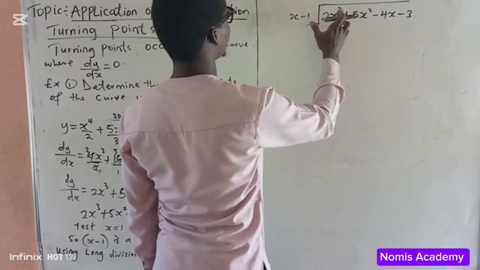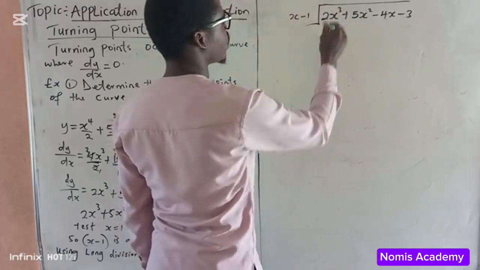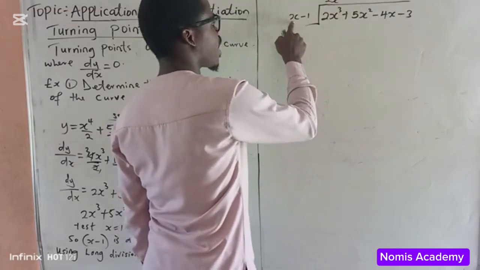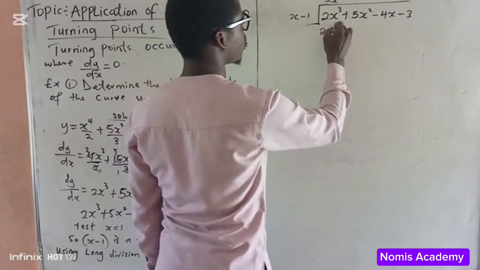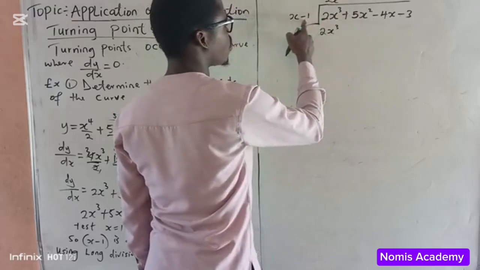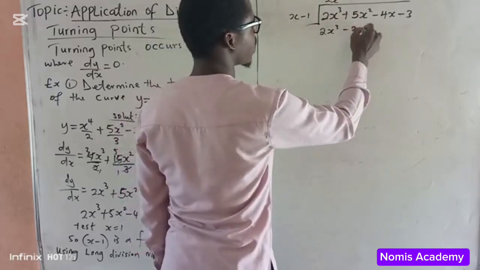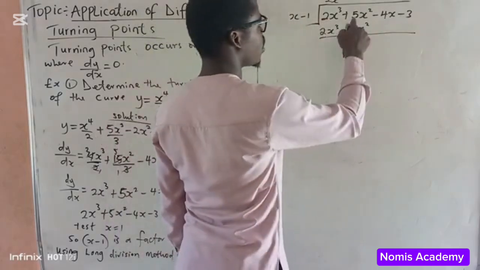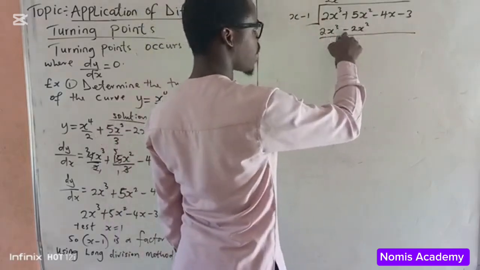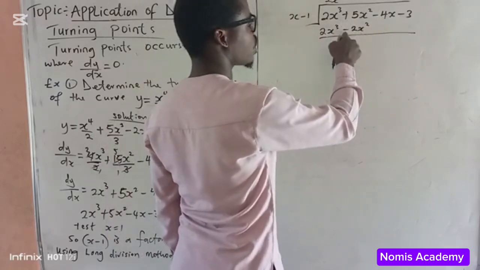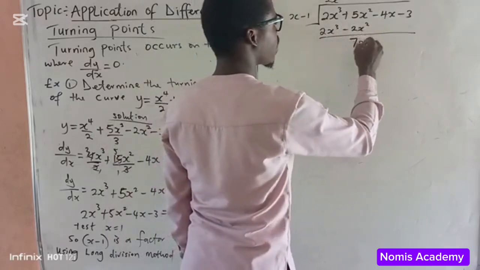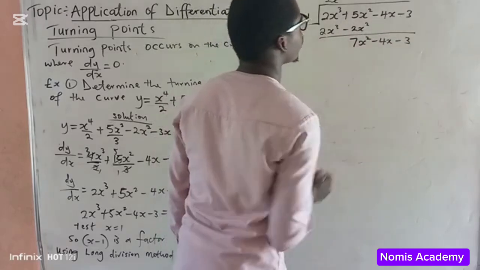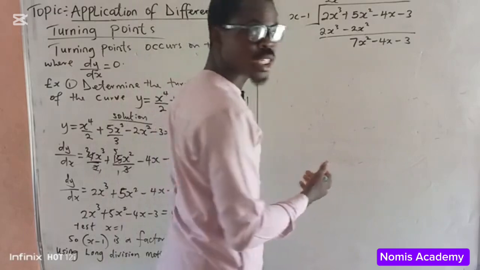2x cubed divided by x will definitely give us 2x squared. 2x squared multiplied by x will have 2x cubed. 2x squared multiplied by minus 1 we have minus 2x squared. So we subtract. This minus this is 0. 5x squared minus minus 2x squared, minus minus is plus, so we have 7x squared. Bring down minus 4x and bring down minus 3. So we go further to repeat the process again.